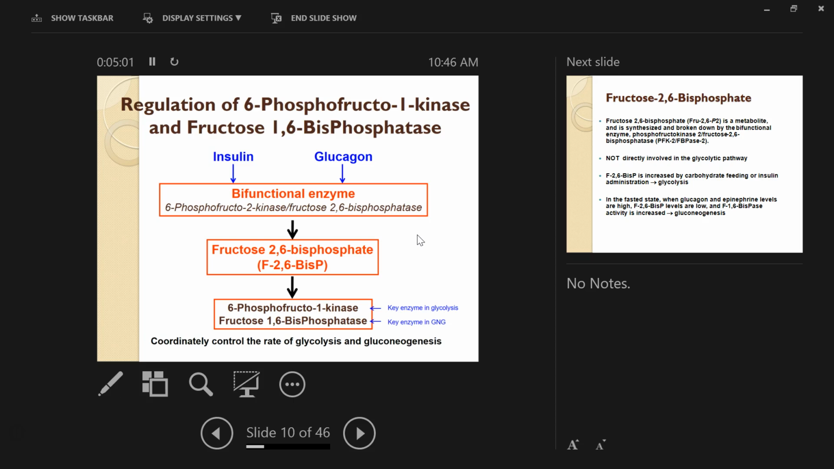Basically they're regulated by the bifunctional enzyme, but not directly. The bifunctional enzyme acts indirectly, by regulating the generation or production of the fructose 2,6-biphosphate intermediate. Then this intermediate's concentration directly regulates the key enzyme activities. Does that make sense? The order, right?